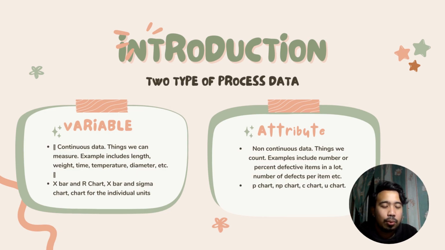For attributes, what is an attribute? Attribute is non-continuous data, things we can count. This includes the number or percent of defective items in a lot, the number of defects, or the number of defects per item. The charts we can use for this type of data are the P chart, NP chart, C chart, and also U chart.